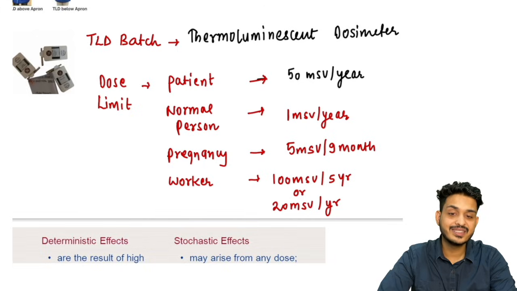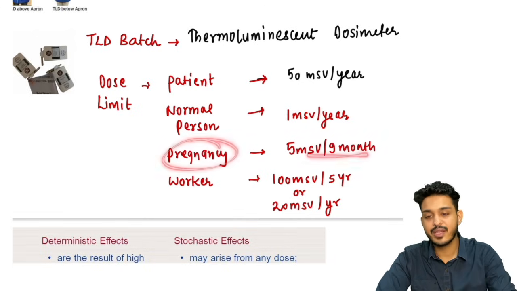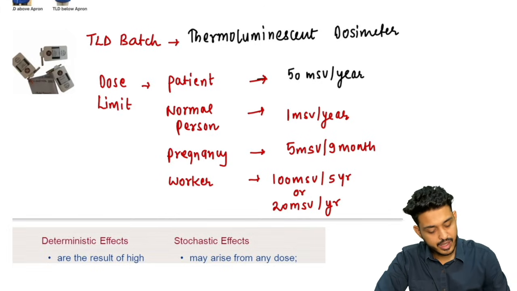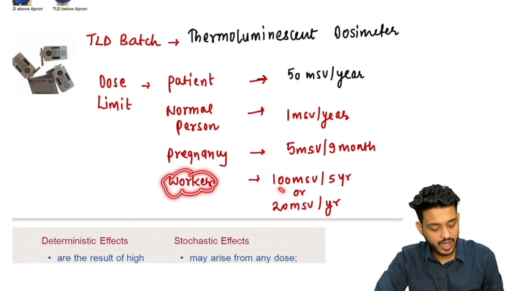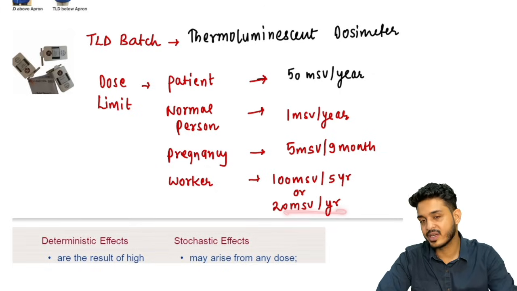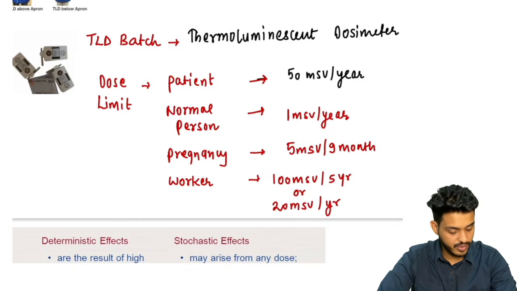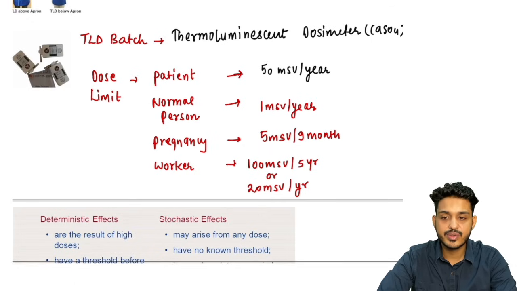Per term means it is going to be the 9-month period. For a pregnant female, it is going to be 5 millisievert per month, right? For a worker, it is going to be 100 millisievert for 5 years, or 20 millisievert per year. This is going to be the dose limit.